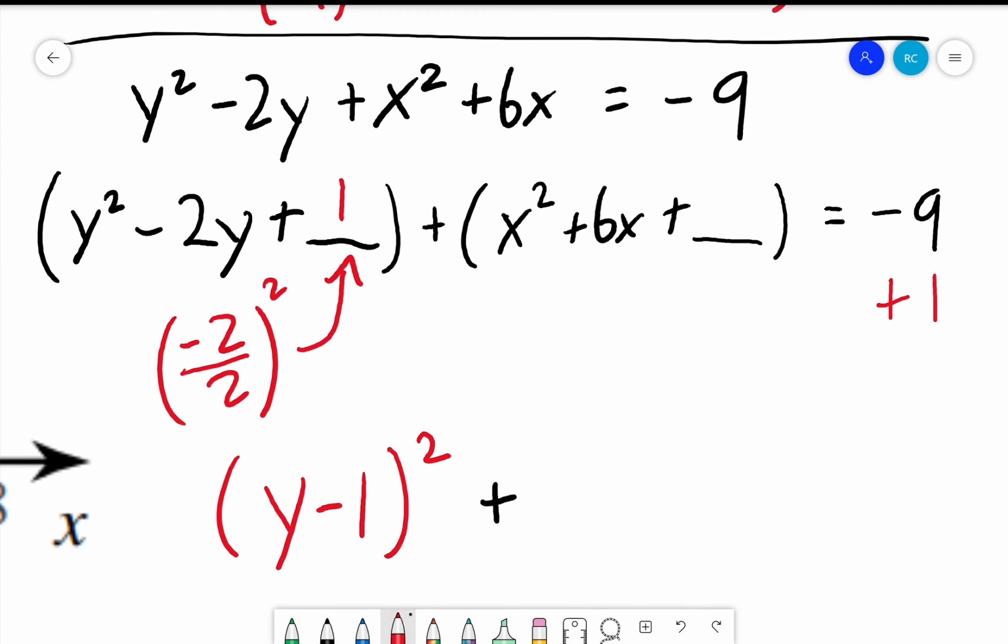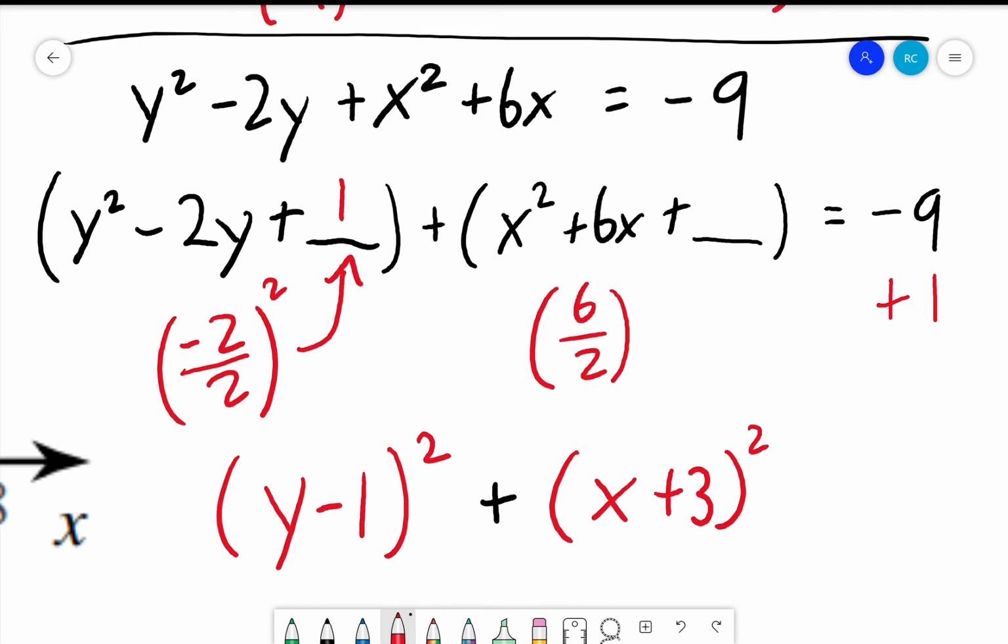How about the x's? Well, we've got this 6 in front of the x. We divide it by 2, which gives us 3, so we know that we're going to end up with x plus 3 squared. Now to figure out what we have to add to both sides to make that perfect square happen, we take that 6 and divide it by 2 to get 3, and then we square it to get 9. X plus 3 squared is equivalent to x squared plus 6x plus 9. But again, we can't add 9 to one side of the equation without also adding it to the other side of the equation.